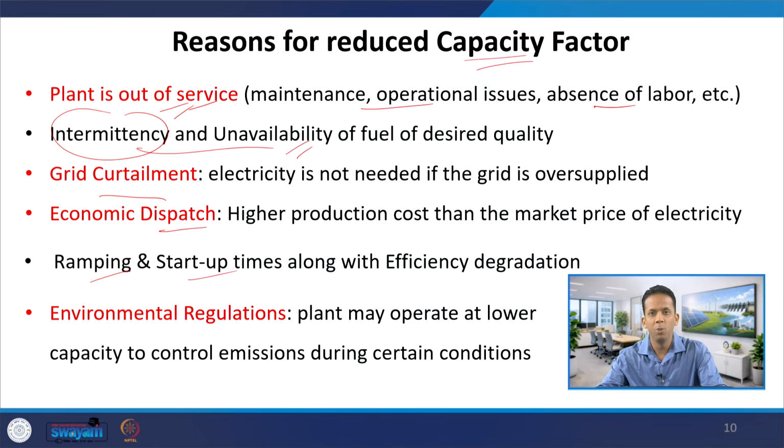And now with global warming and climate change taking the central picture on the globe, environmental regulations. Also sometimes ministries or pollution control boards can instruct power plants to operate at lower capacity during certain times of the year. Because like in North India, during the months of winter, during the time of harvesting of rice crop, the pollution increases a lot, air pollution. So at that time the power plants in the nearby area may be asked to operate at lower capacity, so that net emissions coming from at least power plants are reduced and the conditions are well taken care of. So these are different reasons for reduced capacity factor. There may be a few more.